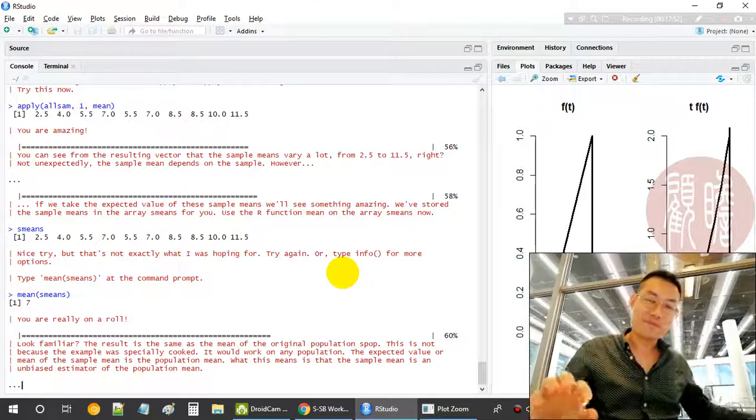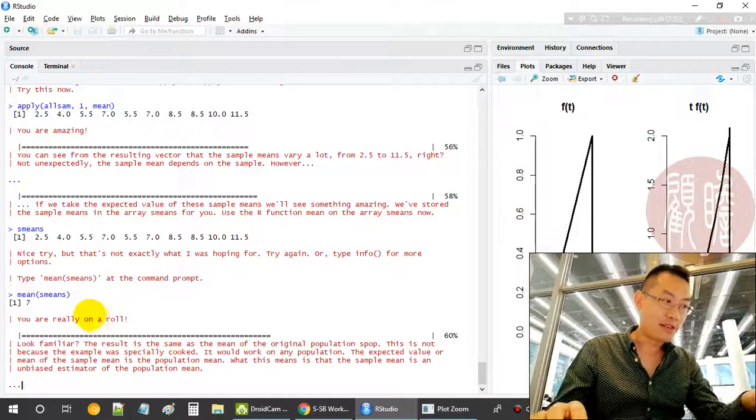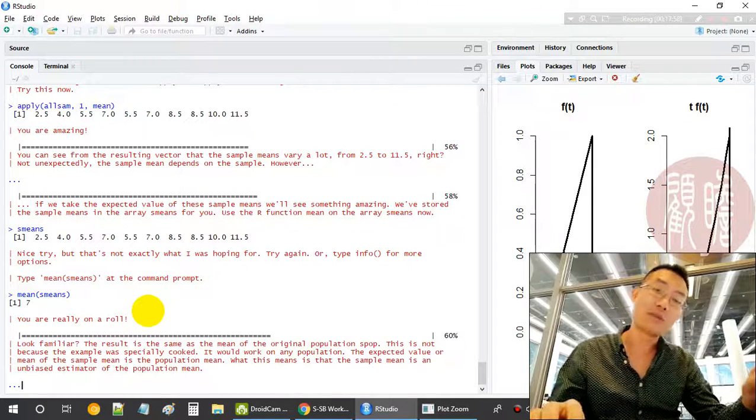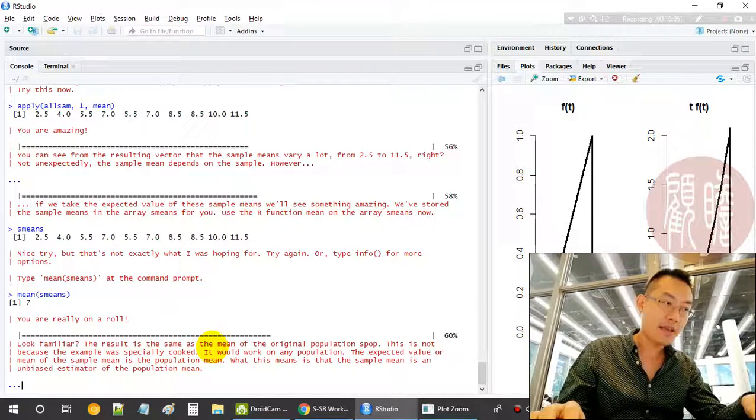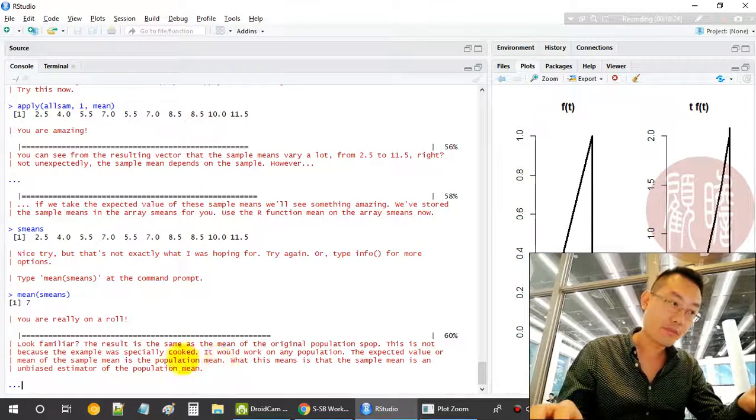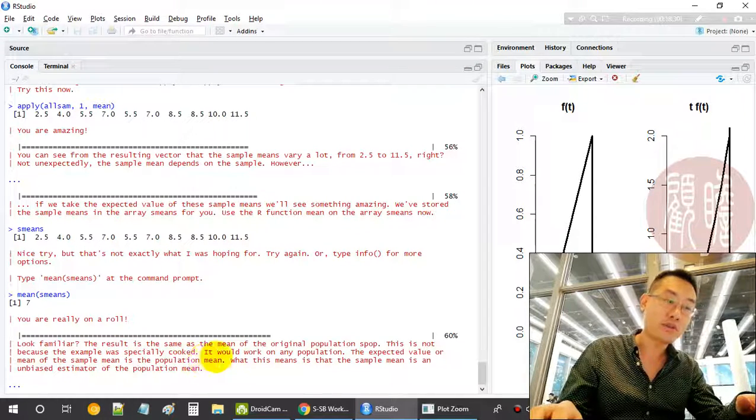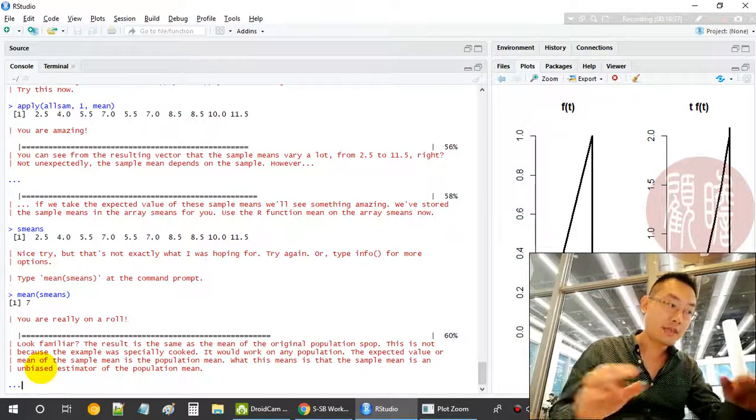So the message here is that the mean of the sample means is very similar to the population mean, the same as the mean of the original population S pop. This is not because the sample was specially cooked. It would work on any population. We will get to that later. The expected value or mean of the sample mean is the population mean. The average of the sample averages is the population average. What this means is that the sample mean is an unbiased estimator of the population mean.